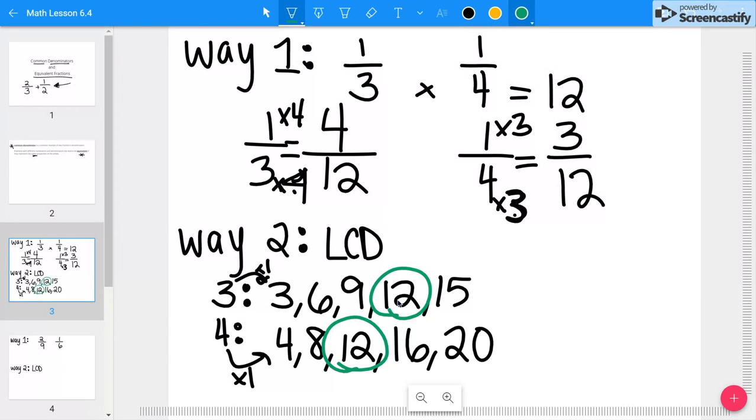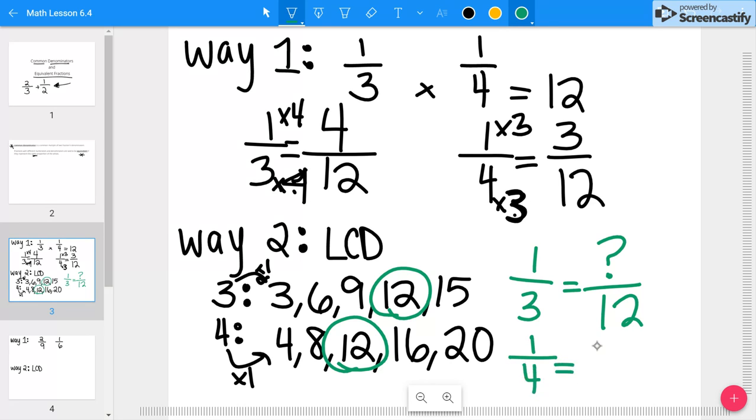If I had a number that was less than 12 that was the same in both 3 and 4's multiples, I would use that because you want to use the lowest number. Now I'm going to go back to what I just did. I'm going to rewrite my fraction as 1/3 equals something over 12 because that's my new denominator. And I'm going to say 1/4 equals something over 12.